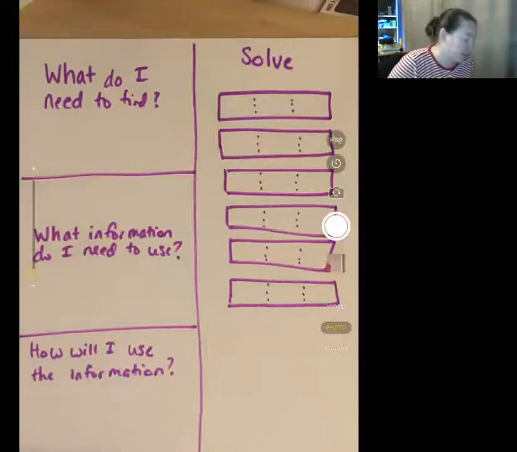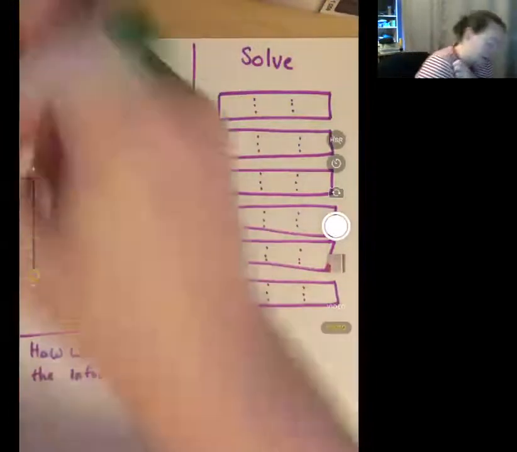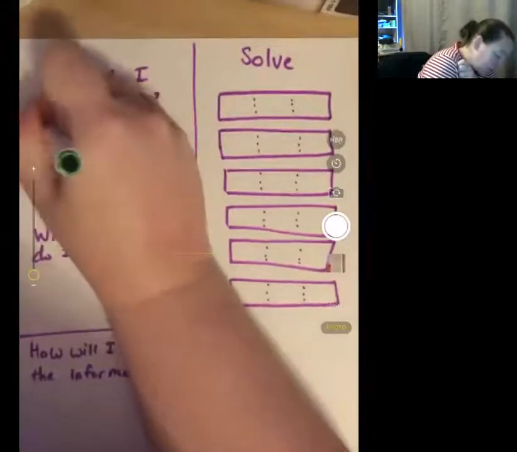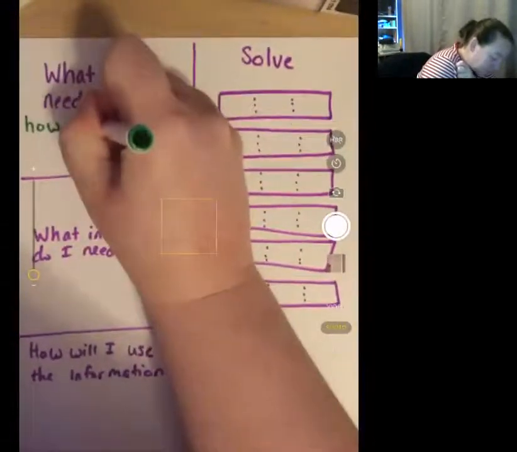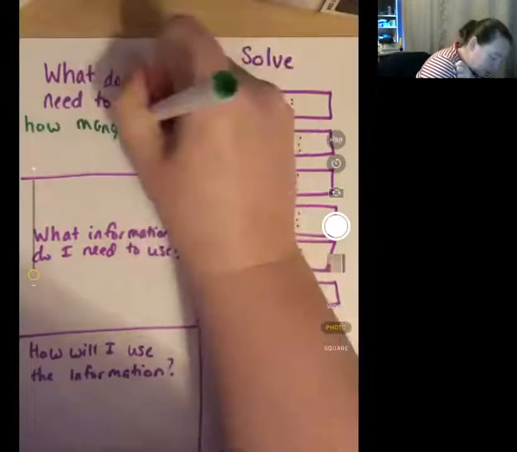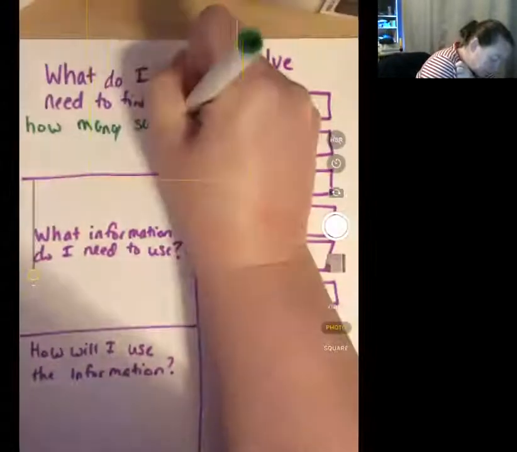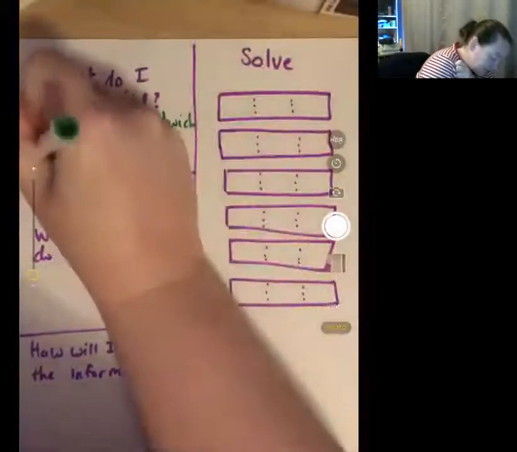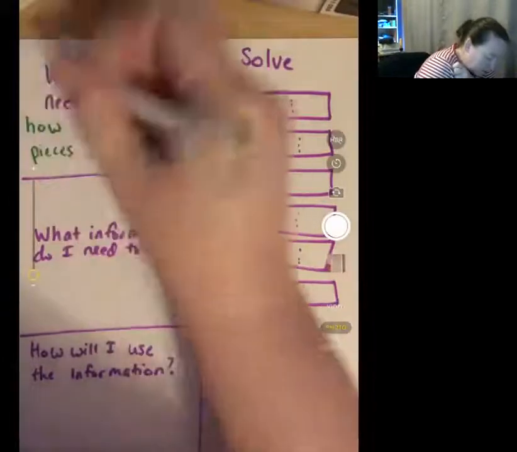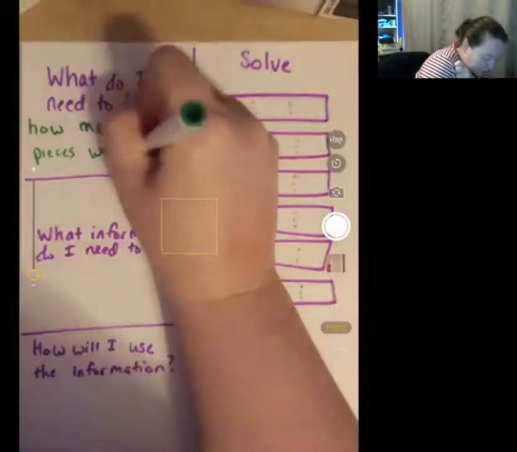Erica makes 6 submarine sandwiches and cuts each sandwich into thirds. How many 1/3 size sandwich pieces does she have? What do I need to find? I need to find how many sandwich pieces we have.